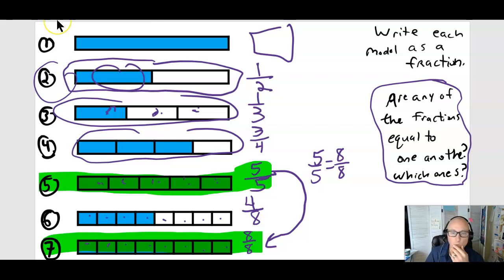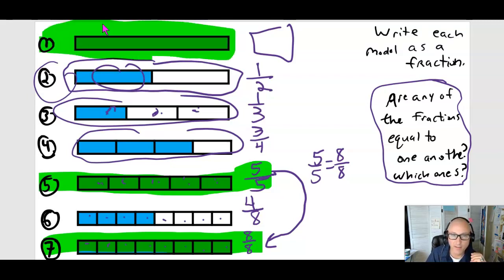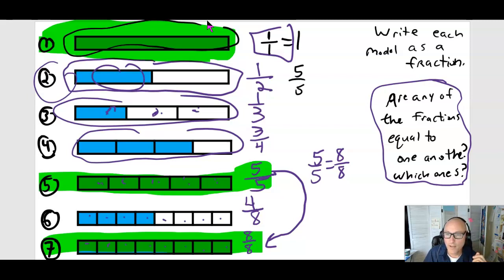Ooh, you know what? Let's go back to number 1. How do you write that as a fraction? How many are shaded in? 1. Out of how many boxes are there? Oops, let's fix that. There we go. 1 is shaded in out of 1 box. Oh, you know what? That's just 1, isn't it? So 1 over 1 equals 1. 5 over 5 equals 1. 8 over 8 equals 1.